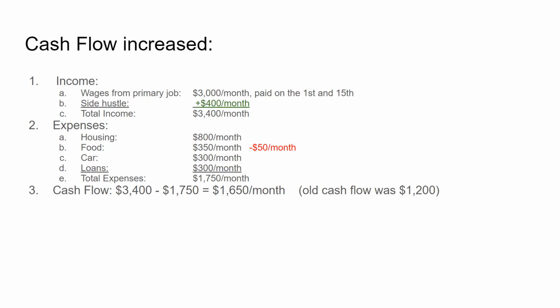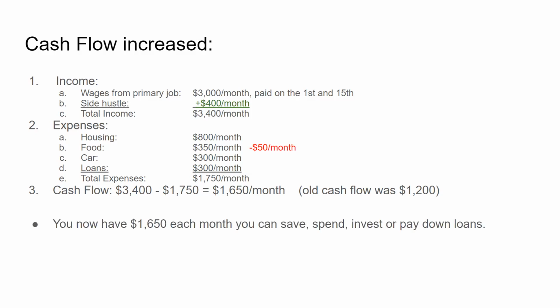How did I increase my cash flow? Increased my income by $400, decreased my expenses by $50. That's all cash savings, money that I'm no longer spending, or more money that I'm making in terms of the income. Now I have $1,650 instead of $1,200 that I can save, spend, invest, or pay down loans. And here we have some additional comments. $450 increase, income by $400, expenses decreased by $50.